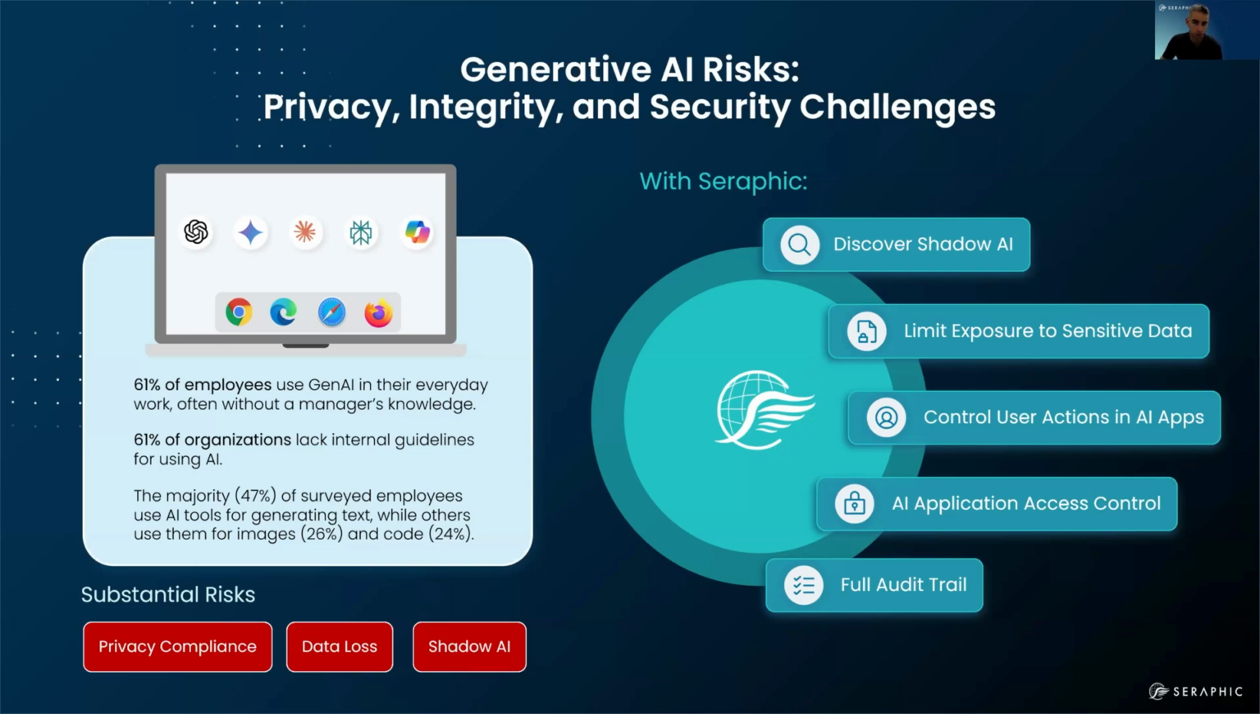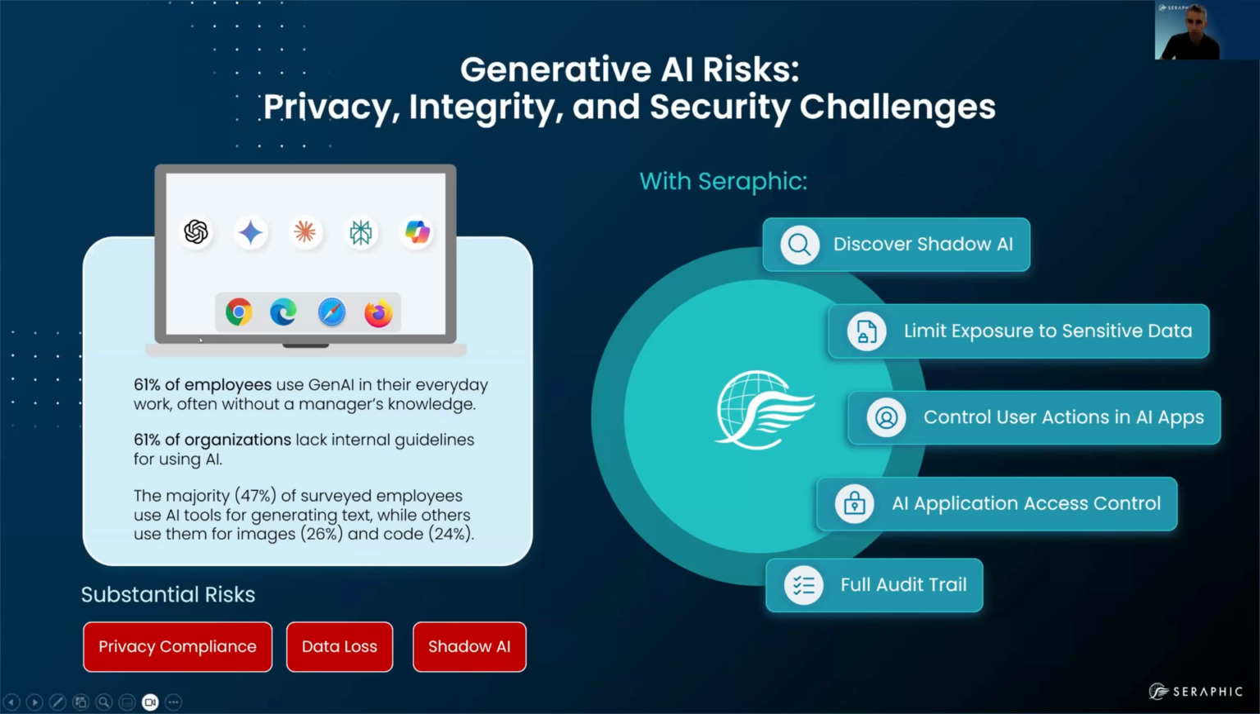What Seraphic helps organizations do is, first and foremost, discover shadow AI. So we have full visibility into everything that happens within the browser, and with that, the use of AI applications. It also limits the exposure of sensitive data, controls user actions in AI applications, provides access control into AI applications and others, and provides a full audit trail. I'll now cover the different risks in each of those items and how we can handle them within the browser.